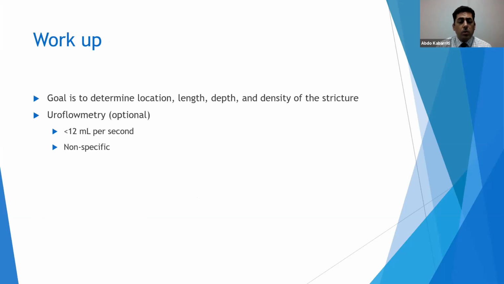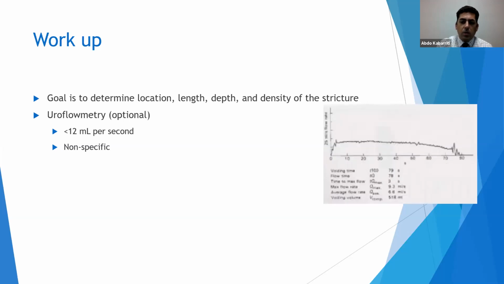You could get a Uroflow, which is optional. It is typically what would make you worry about potentially obstruction. You could use the cutoff of 12 milliliters per second, but this is not specific. This doesn't tell you if it is truly obstruction versus detrusor underactivity, but it could just guide you or make you think potentially or put the urethral stricture on the differential.